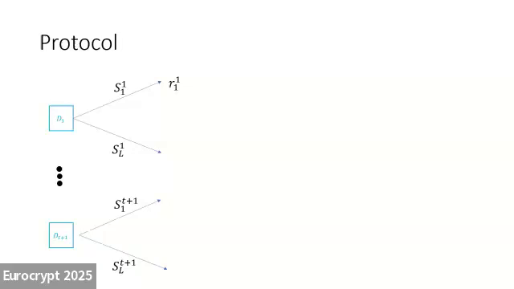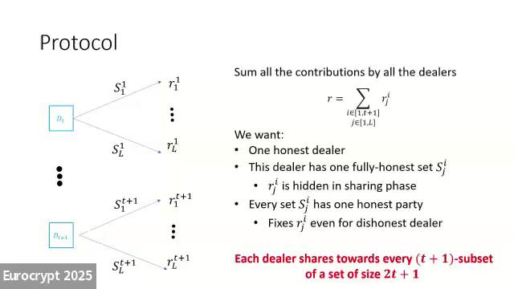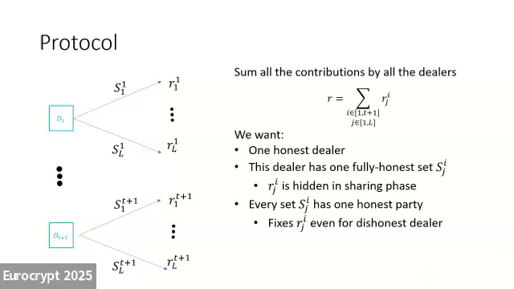And each such commitment will produce one partial value Rij. Then we can sum all the contributions by all the dealers that survived the commitment phase. Okay, so what do we want though? We want to have one honest dealer, to ensure that at least one value was actually coming from an honest party. This is ensured because we simply take T+1 dealers.